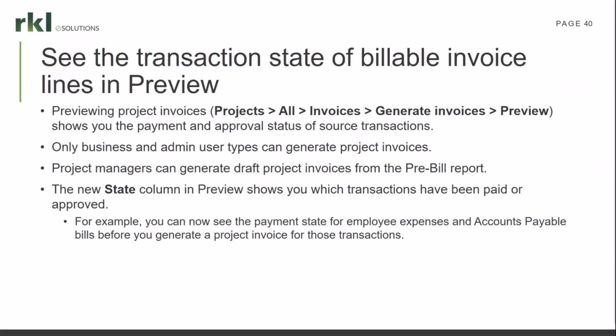The new state column in preview shows you which transactions have been paid or approved. For example, you can now see the payment state for an employee expense and accounts payable bills before you generate the project invoice for those transactions.